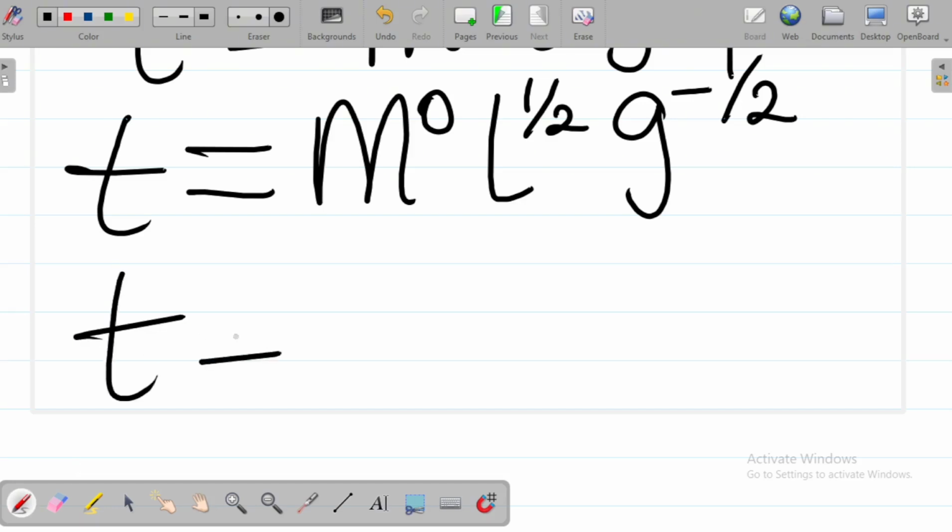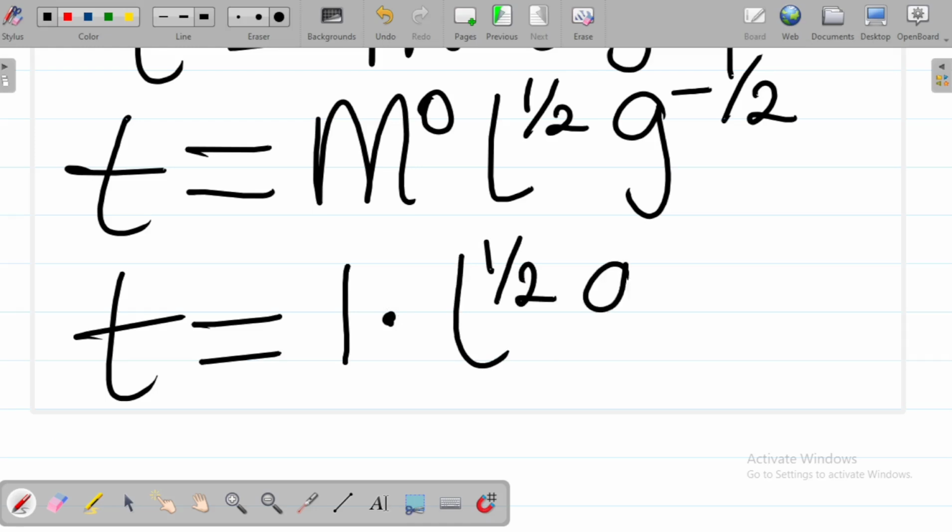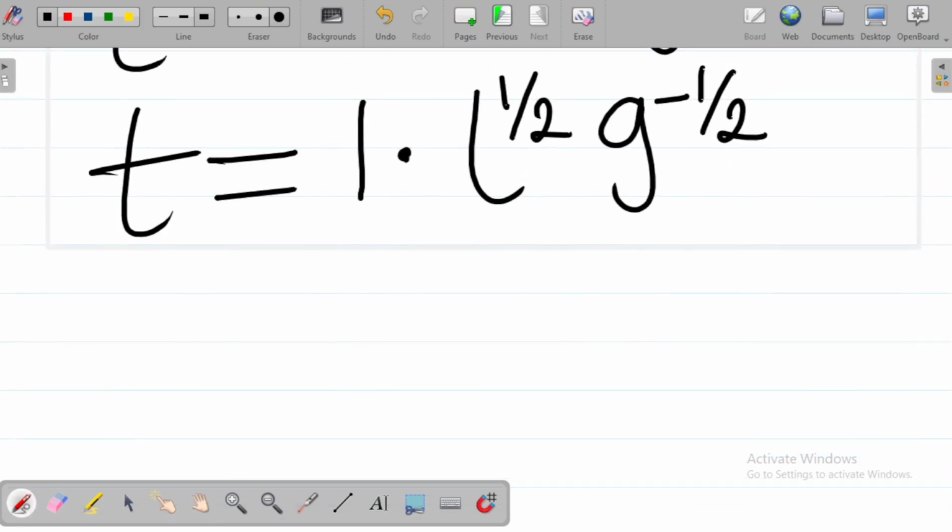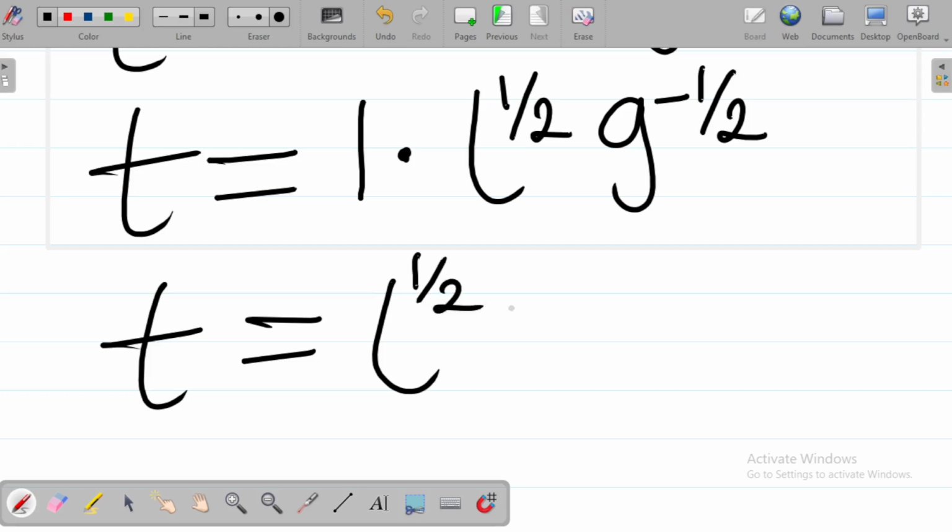Therefore, t is equal to, now m is raised to power 0. According to the zeroth law of indices, any number or base raised to power 0 is 1. The zeroth law of indices states that apart from 0, any number or base raised to power 0 is 1. So m raised to power 0 is 1. So we write 1 and then multiply by l raised to power 1 over 2, and then multiply by g raised to power negative 1 all over 2. So t is equal to l raised to power 1 over 2 multiplied by g raised to power negative 1 over 2.